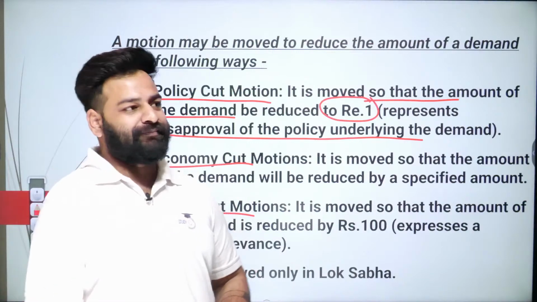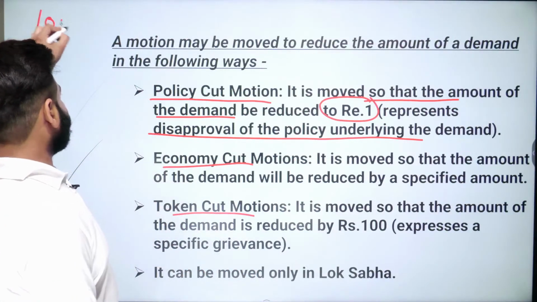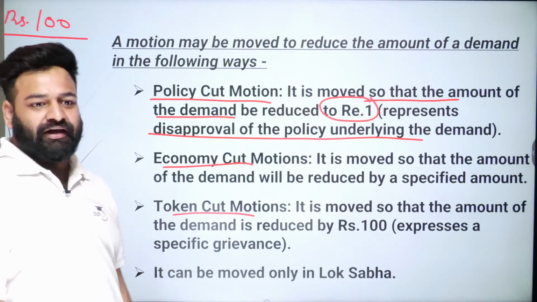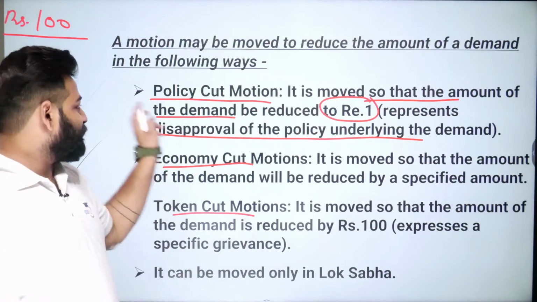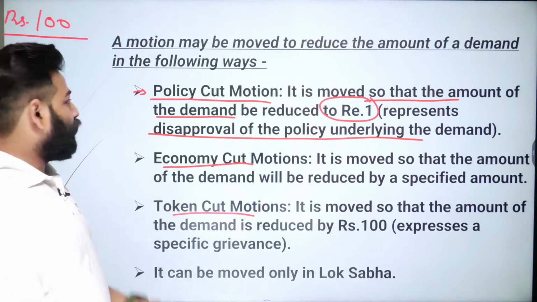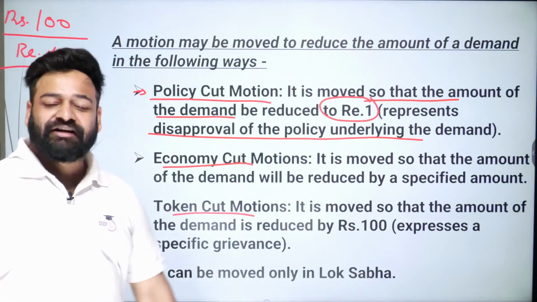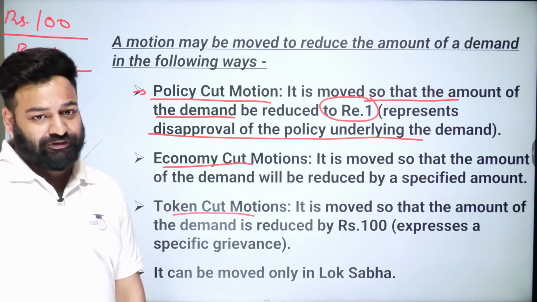Let's say for example, government has demanded 100 rupees. In regard to the policy cut motion, they will say no, we will give you just ₹1. That means representing the great level of disapproval.